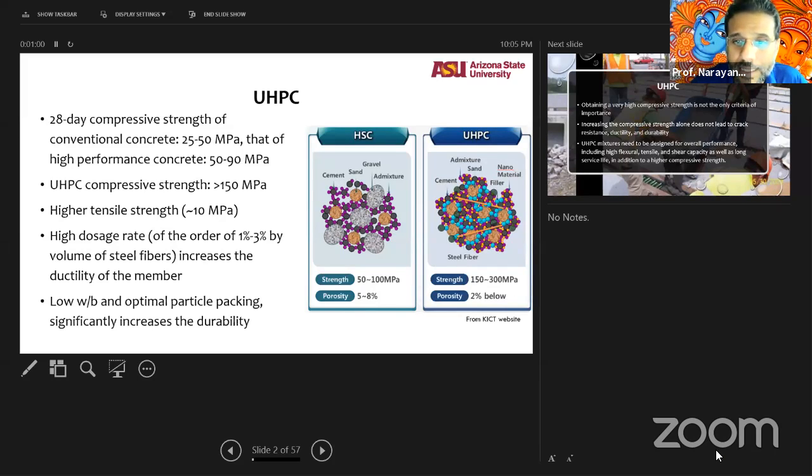But we know that concrete is inherently brittle in nature, and therefore when you have a higher compressive strength, the propensity is for the material to fail or crack suddenly, causing very sudden failures, which you don't want. Therefore, typically when you increase the strength, you need something along with it to improve the ductility, for which you will need fibers. So we are looking at, let me just get my pointer up, using fibers of the order of 1 to 3% when we are doing ultra high performance concretes.